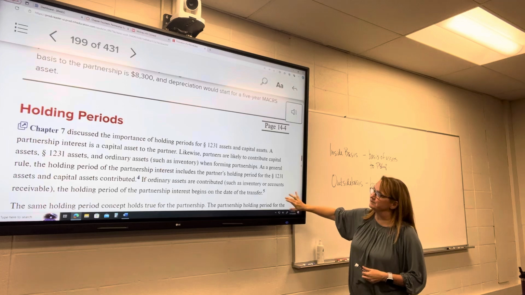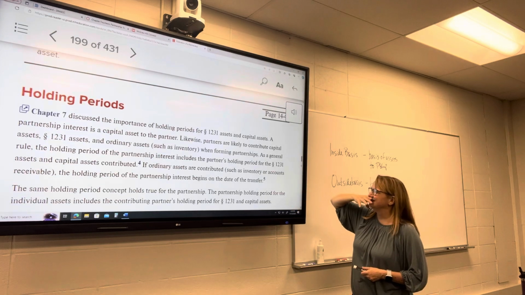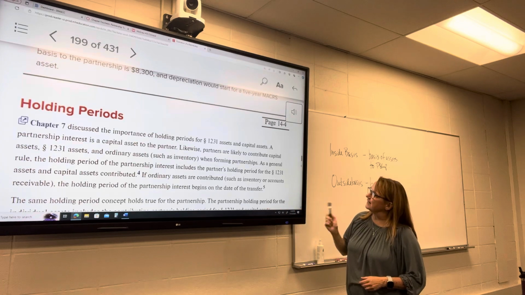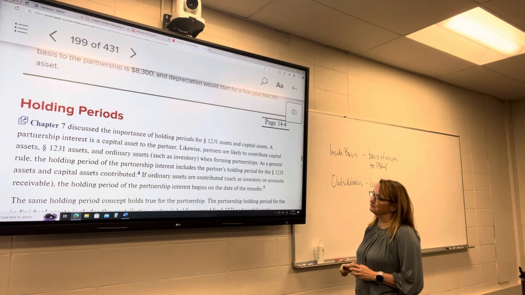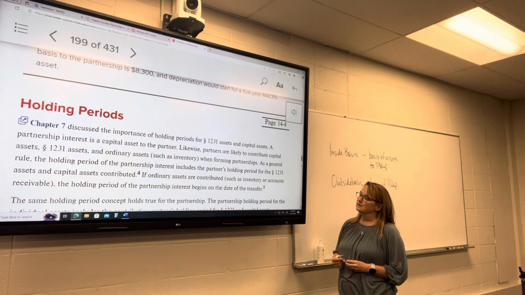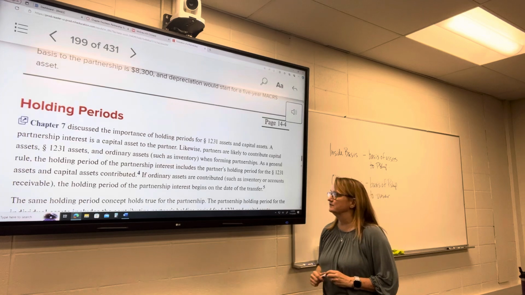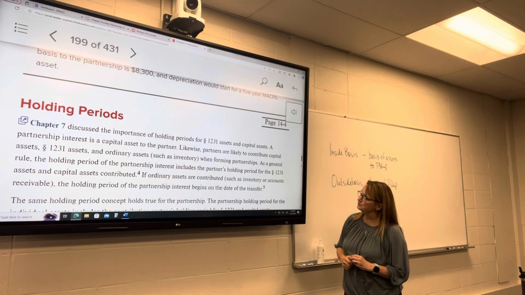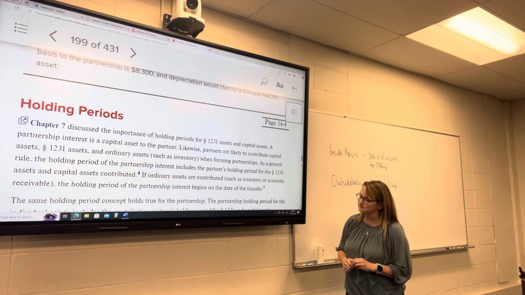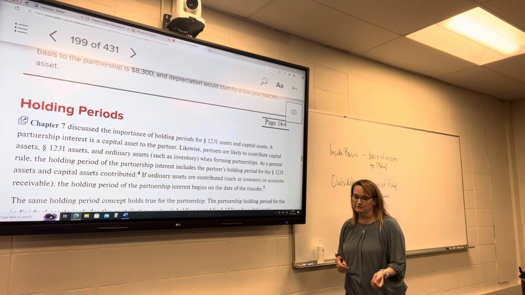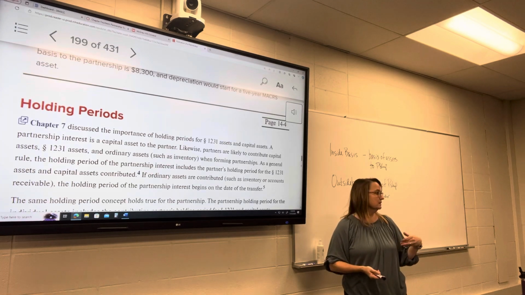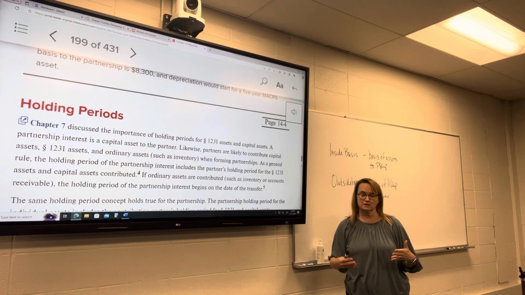All right, so holding periods. Remember, we've got long-term, short-term holding periods, all of that. Partners are likely to contribute capital assets, 1231 assets, and ordinary assets like inventory when they form a partnership. Generally speaking, the holding period of the partnership interest includes the partner's holding period for 1231 assets and capital assets. So if the partner had held them long-term, then they're going to be considered long-term for the partnership and vice versa.